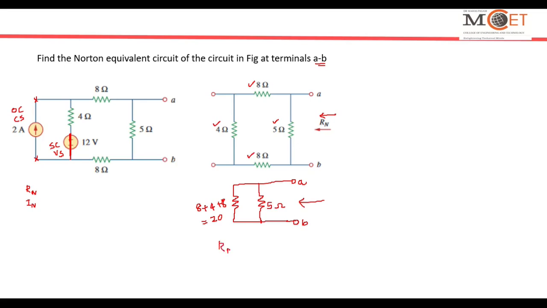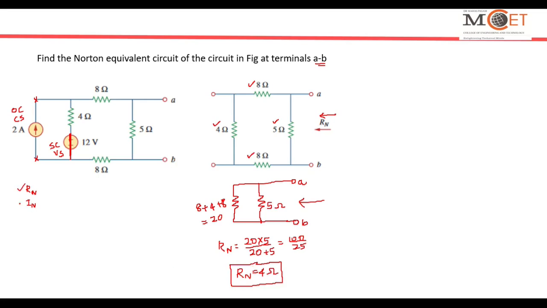So Rn is equal to 20 and 5 in parallel. So 20 into 5 divided by 20 plus 5, which gives me 100 divided by 25. 100 divided by 25 gives me Rn equal to 4 ohms. So this is the Thevenin's equivalent resistance or Norton's equivalent resistance. The procedure for calculating Norton's equivalent resistance and Thevenin's equivalent resistance are the same. So first step is completed.